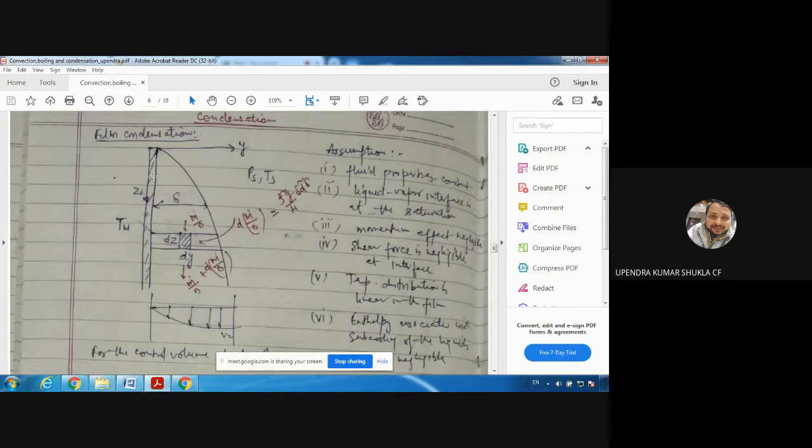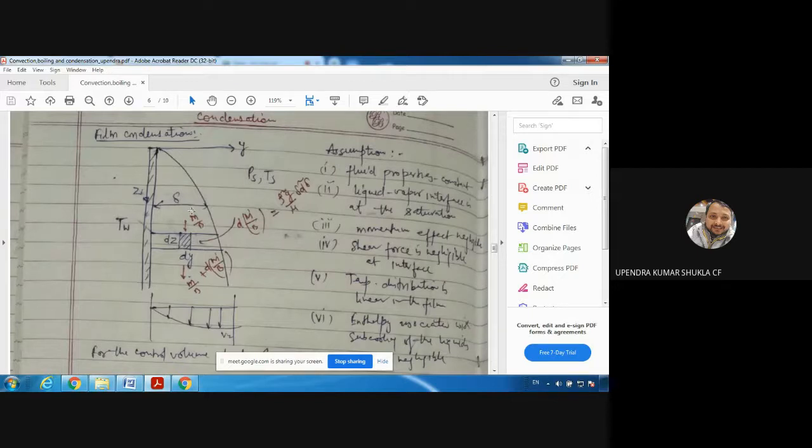Now we will apply what Nusselt has done. Nusselt has applied the basic principles of heat transfer for condensation, that is, mass balance, heat balance and momentum balance. With respect to mass balance, this is the z direction I have taken, downward, and this is the y direction, and perpendicular to this plane we have taken the x direction. Let's say capital B is the width.